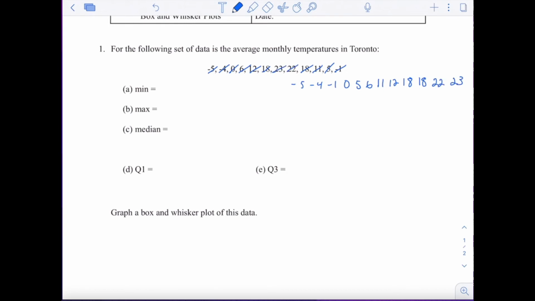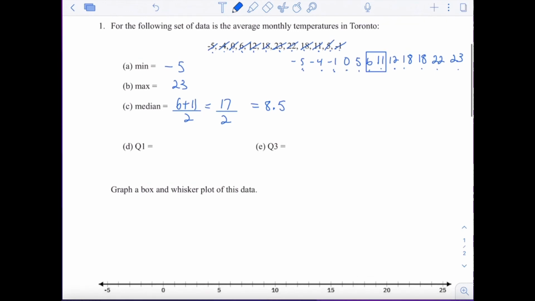All right, just make sure 1, 2, 3, 4, 5, 6, 7, 8, 9, 10, 11, 12. Good. Our min is -5, our max is 23, and our median is going to be the average of the 6th and 7th pieces of data, 2, 3, 4, 5. So the average of 6 and 11, 6 plus 11 divided by 2 equals 17 divided by 2. The median is 8.5.